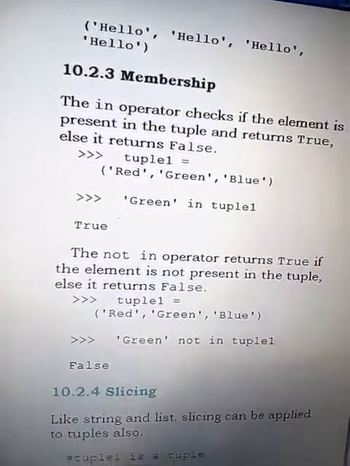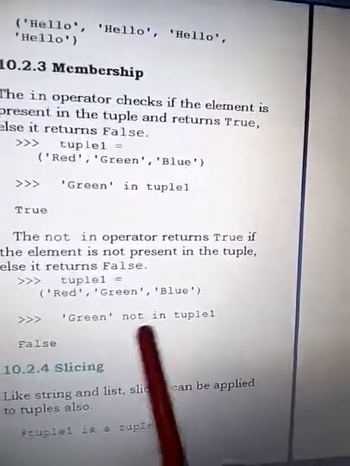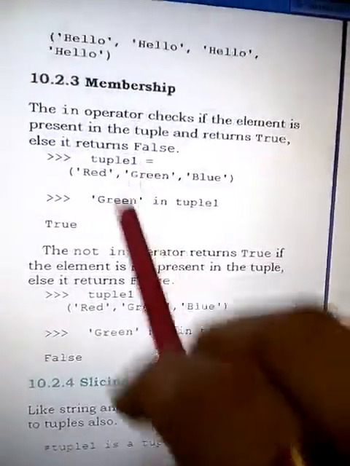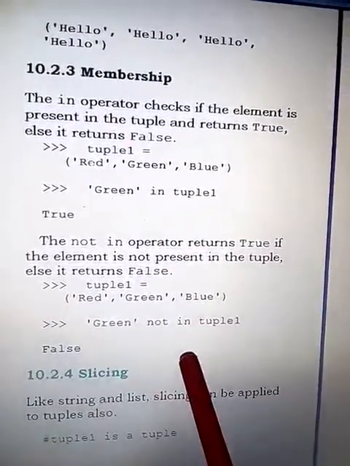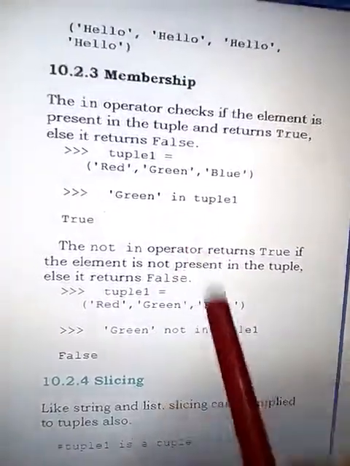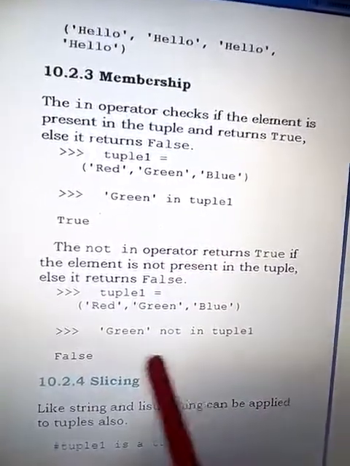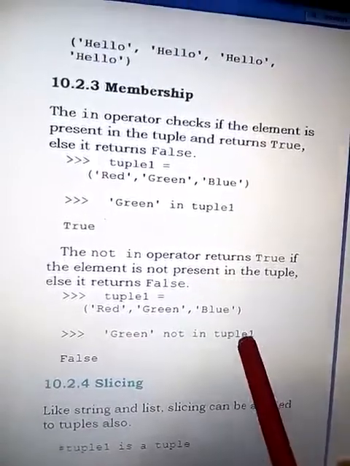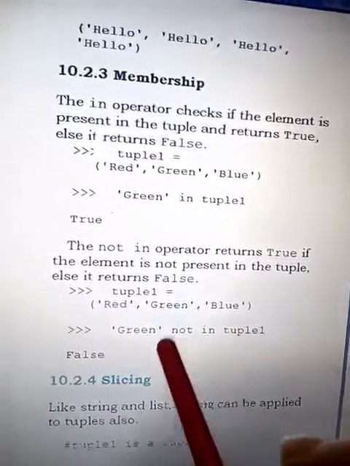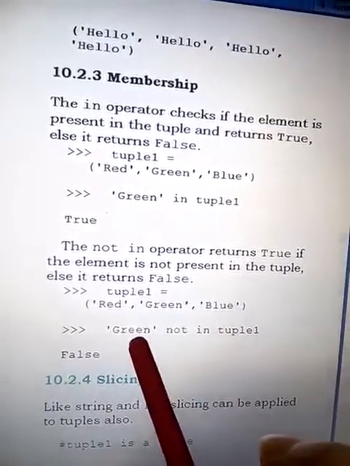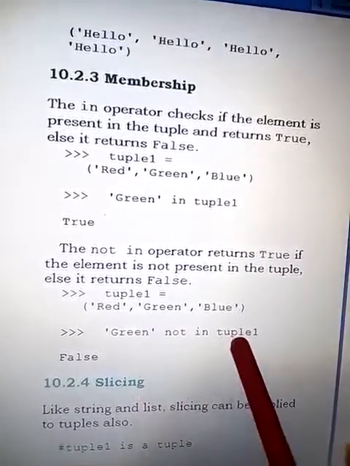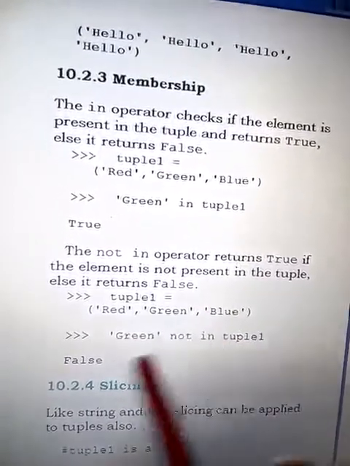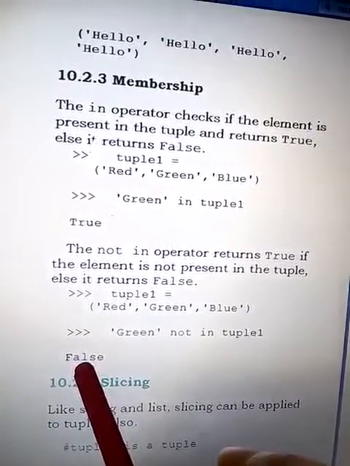The second membership operator is known as not in. The first was in and the second was not in. So it would search for the existence and it would search for the non-existence. If green is not present in this tuple, it will produce true, otherwise it will produce false. So checking for green here, "green not in tuple", but green exists here, so it produces the result as false.